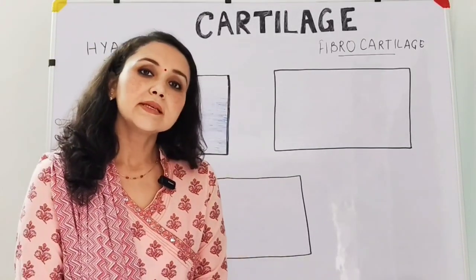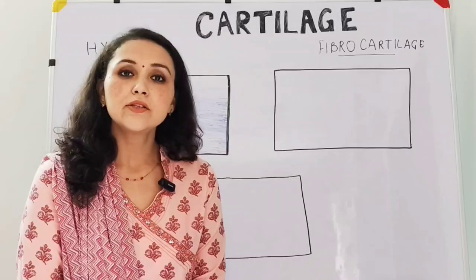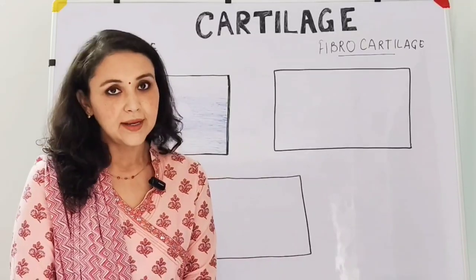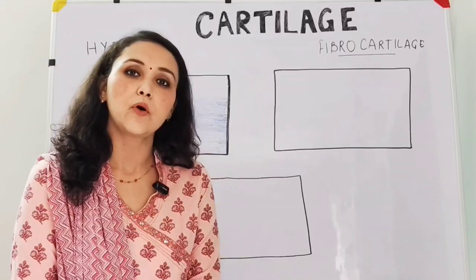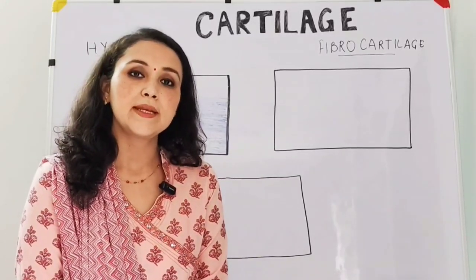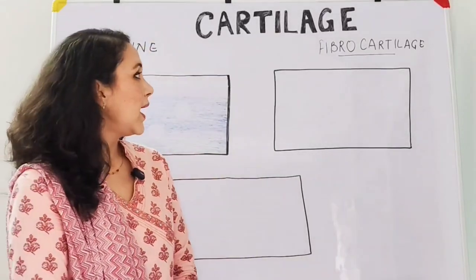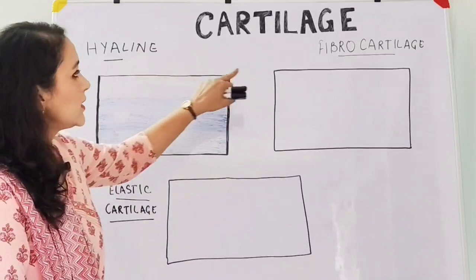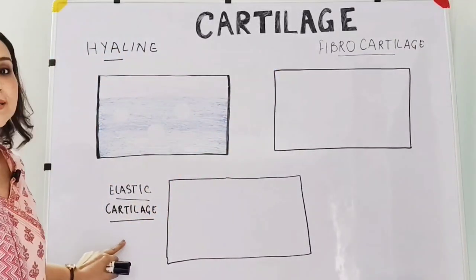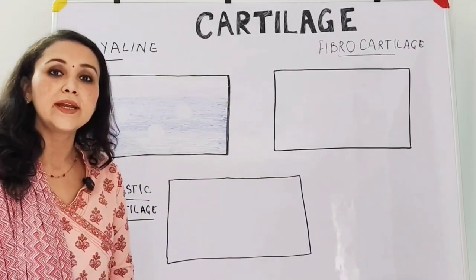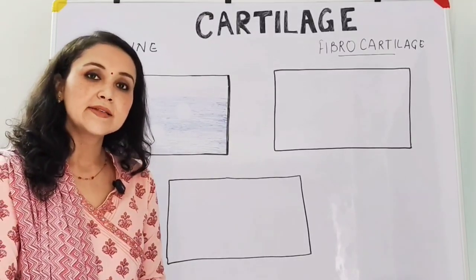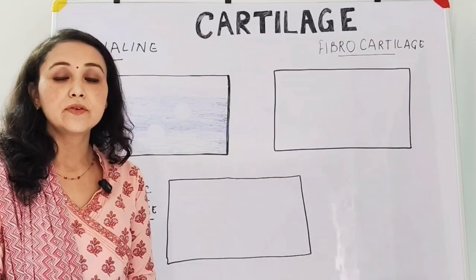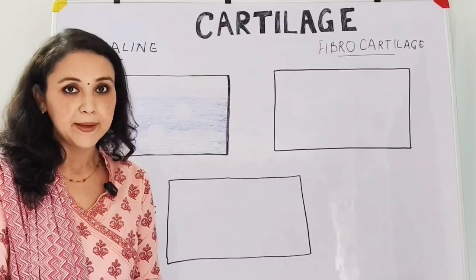Now in this video I'll be covering the histological aspect of cartilage. Along with this, I'll try to make you understand how to draw the histology diagrams very easily. So we have hyaline cartilage, fibrocartilage and elastic cartilage. These are the three types of cartilage. Hyaline cartilage, as we already discussed in my previous video, gives a translucent glass-like appearance.